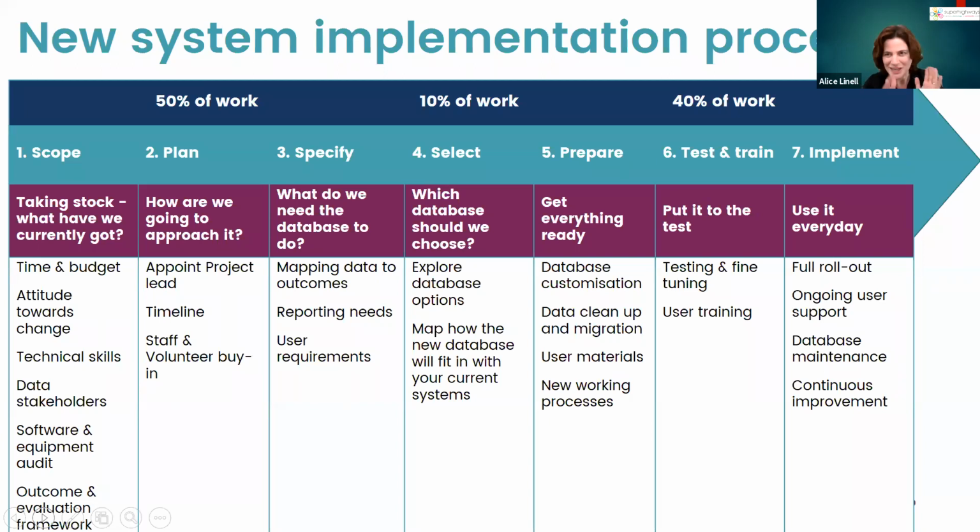So we're going to delve further into each step, but just for the overview now, the process we follow is called scope. So it's looking at the bigger picture, planning how we're going to approach it. Specify: documenting what we need. Then the selecting bit, actually choosing a database. Then you're into the preparation of how we go about getting this database implemented. And then test and training, getting everyone familiar with the system, making sure it works and does what it says it should, and then into implementing it.